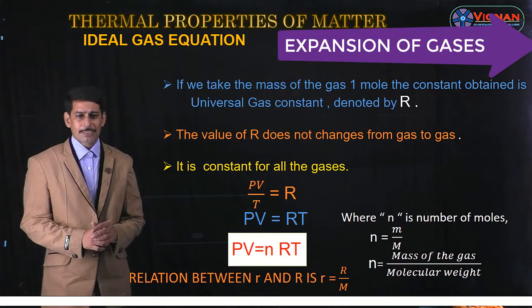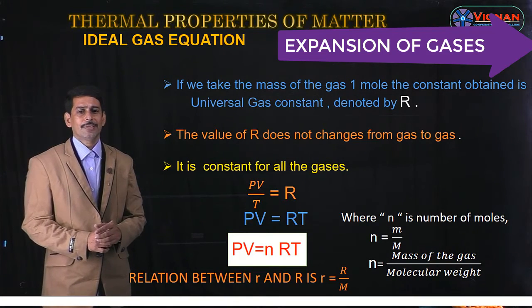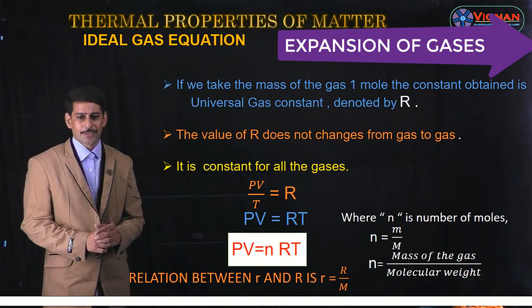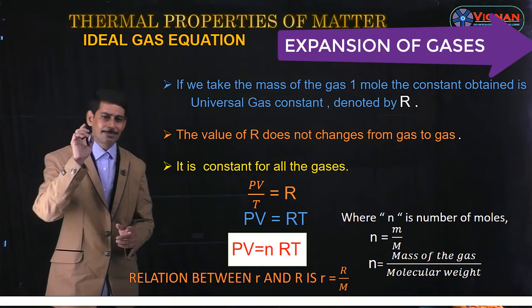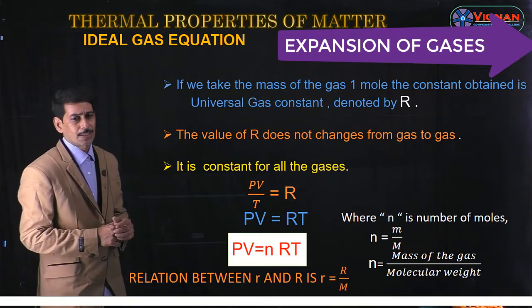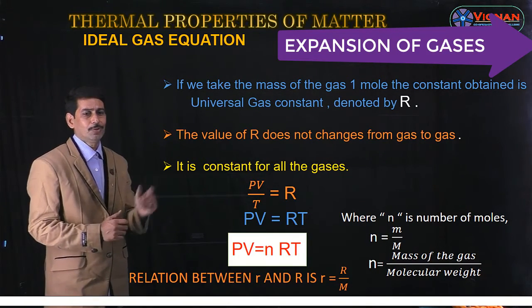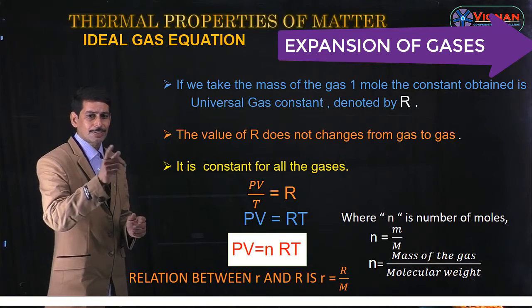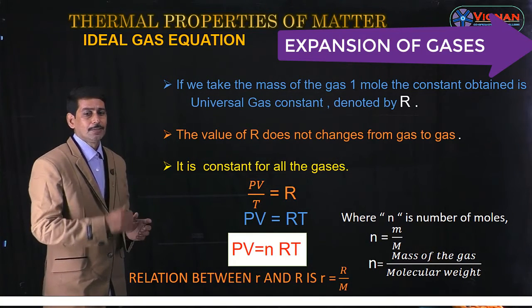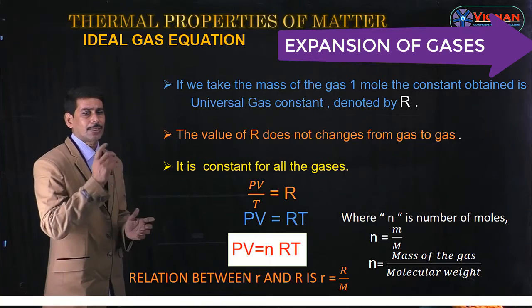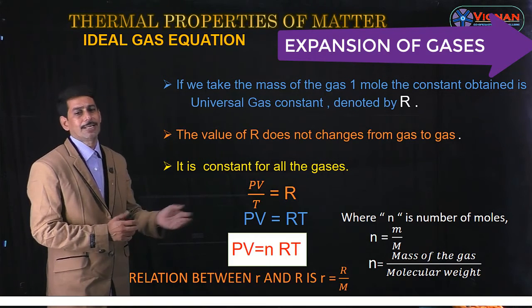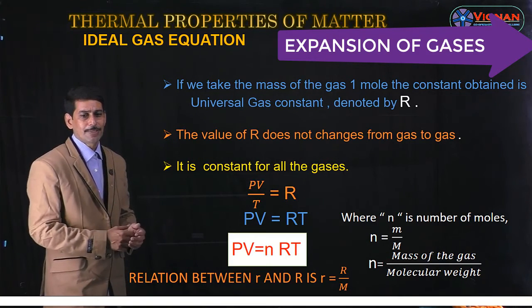If we take the mass of the gas as 1 mole, the constant obtained is called the universal gas constant. If we take the mass of the gas as 1 gram, the constant obtained is called the gas constant, denoted by small r. If we take 1 mole, the constant is called the universal gas constant, denoted by capital R, and the value of R does not change from gas to gas. It is constant for all the gases.